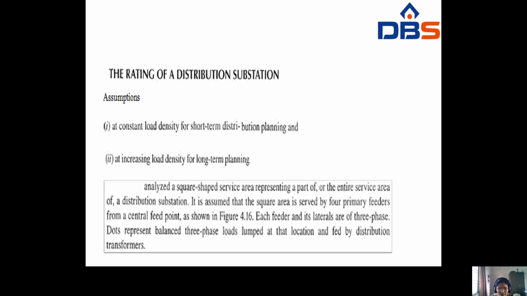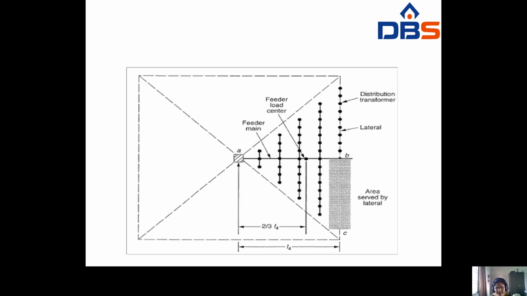So here we analyze a square-shaped service area representing a part of the entire service area of a distribution substation. It is assumed that the square area is served by the 4 primary feeders and a central feed point. Each feeder and its laterals are three-phase. Dots represent the balanced three-phase loads lumped at the location fed by the distribution transformers. Okay, see here, this is a square-shaped distribution area. Here these are the laterals and this is the feed point. These are the distribution transformers. This is the area served by the lateral.